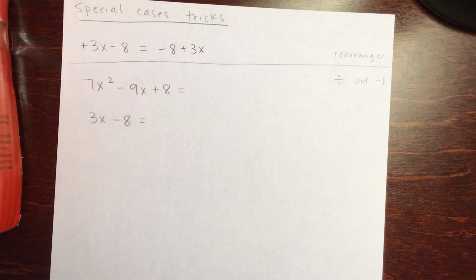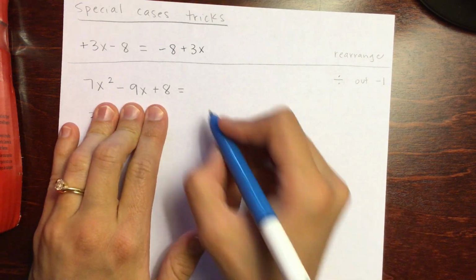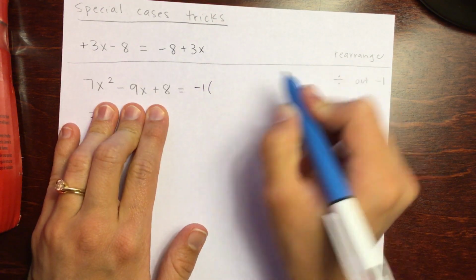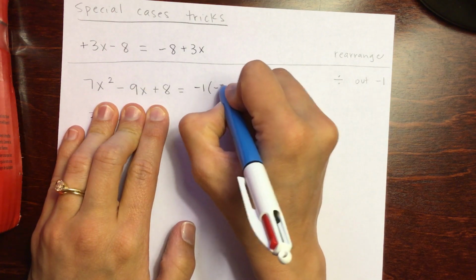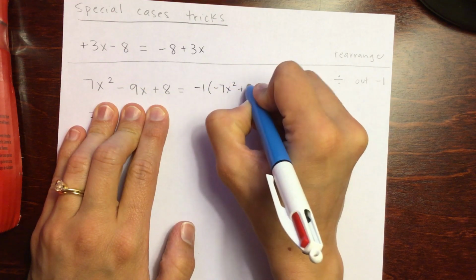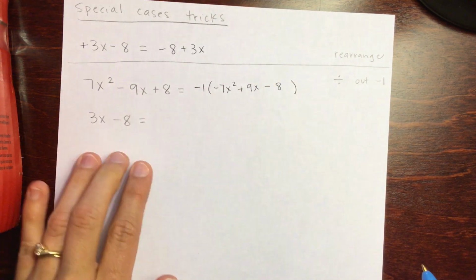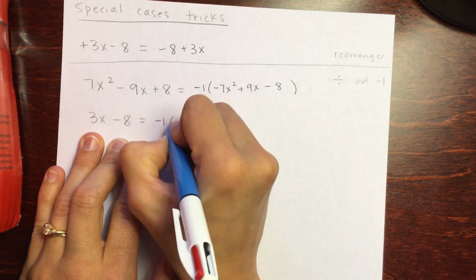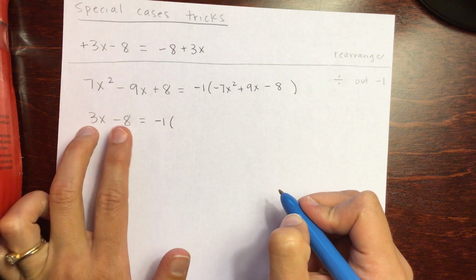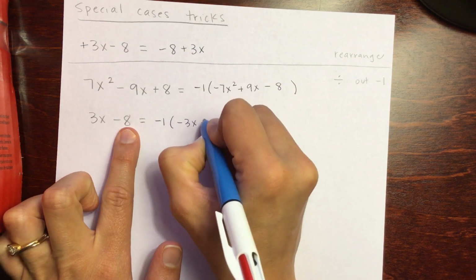Another trick is you can divide out a negative sign, or technically you're dividing out a negative 1. So I can rewrite this equation as, if I divide out a negative 1, it's going to change every single sign. So this would be a negative 7x squared, positive 9x, and negative 8. Or in the example we just did, I could divide out a negative 1, and it would change both of these signs. So that would be a negative 3x and a positive 8.